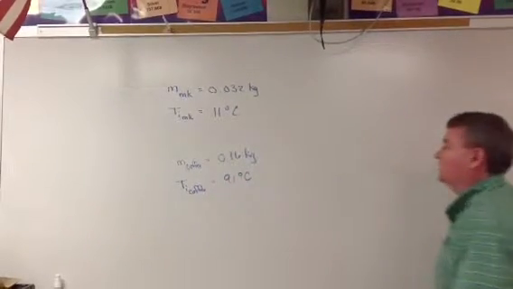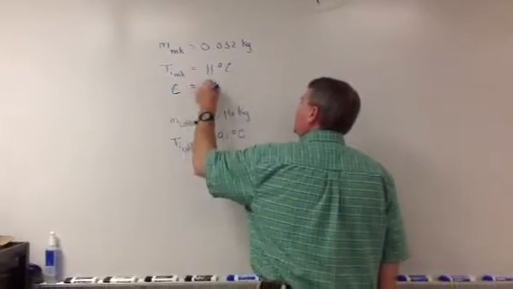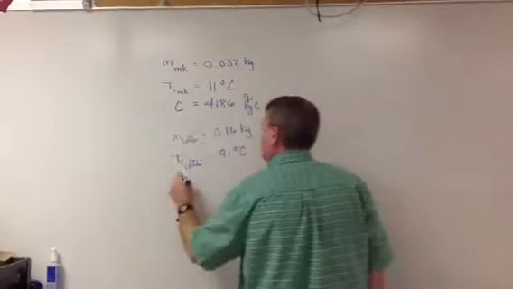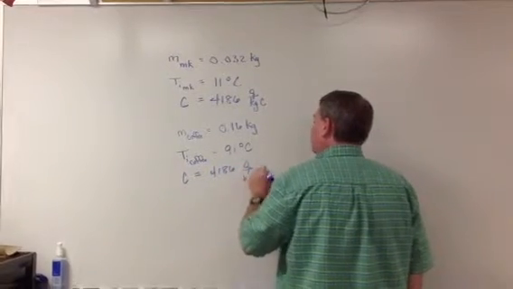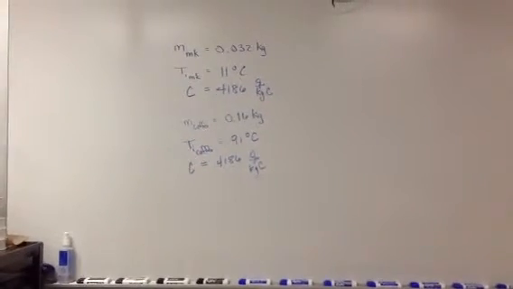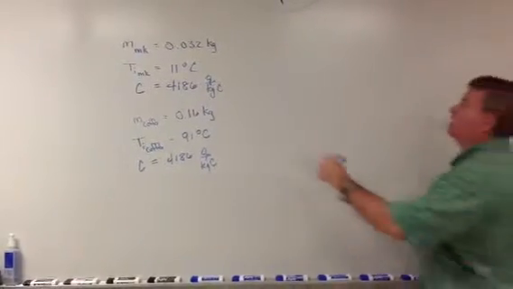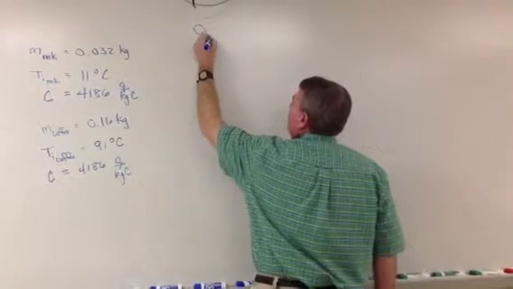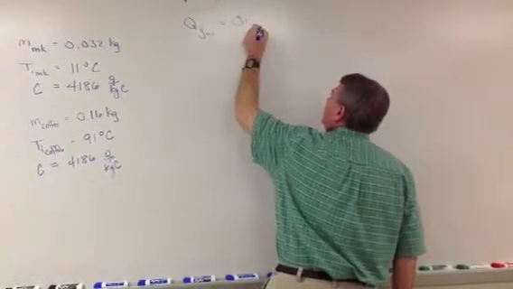We're going to make the assumption that the specific heat capacities are that of water, so the specific heat capacity is equal to 4186 joules per kilogram Celsius. Now, the milk is starting off at 11 degrees Celsius, the coffee is 91. So the coffee is going to lose heat energy, the milk is going to gain heat energy. So the heat that is gained by the milk is equal to the heat lost by the coffee.